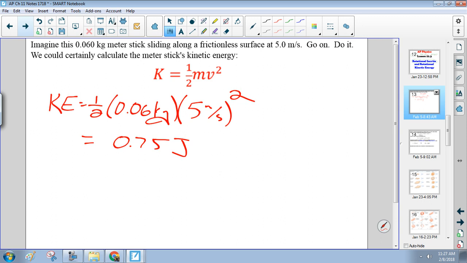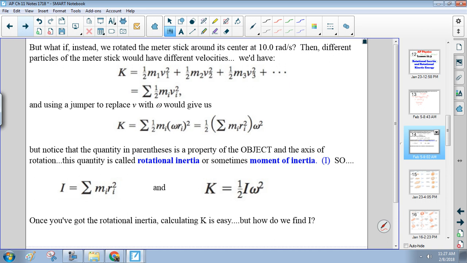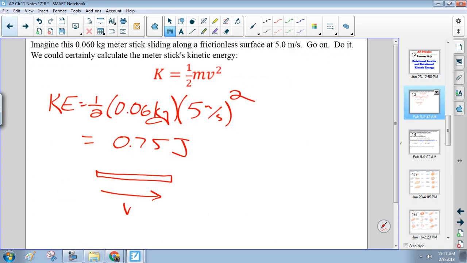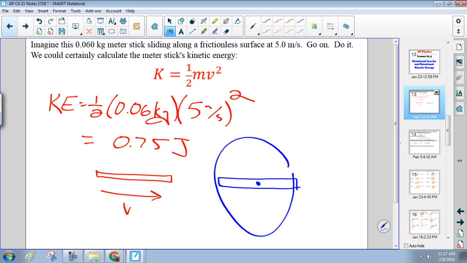No big deal, right? Now, instead of having the meter stick just moving through space, suppose we wanted to rotate the meter stick around its center. So here's our meter stick. We're going to imagine a pivot point here at the middle, and then we're going to spin it, so that this point stays stationary and it rotates around. This is my pivot point, the axis of rotation, as we'll call it.